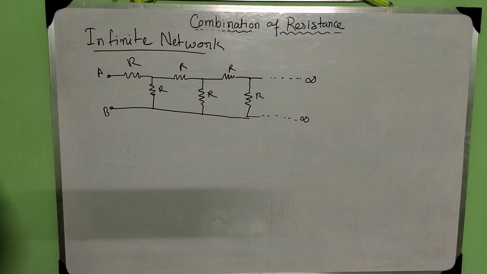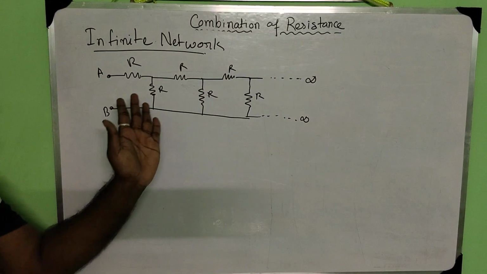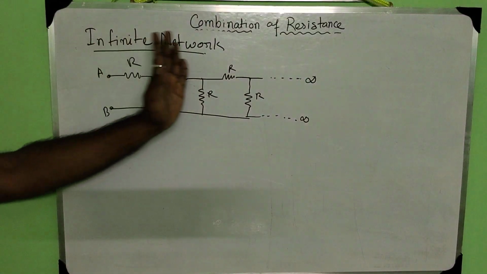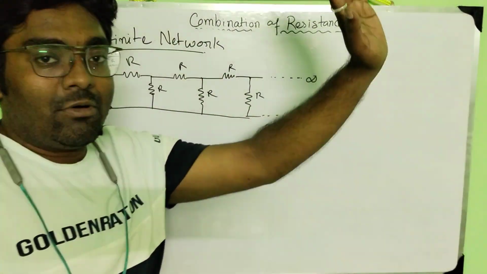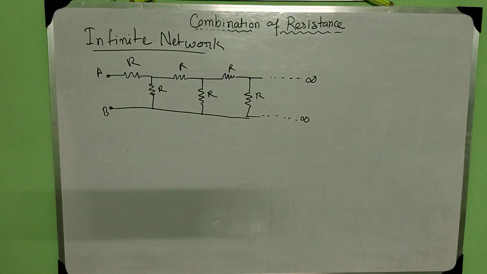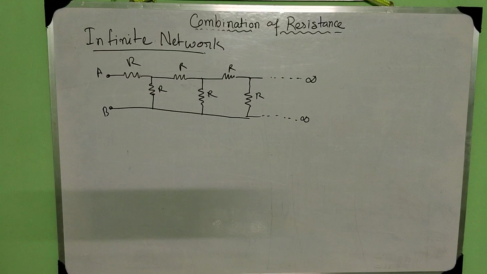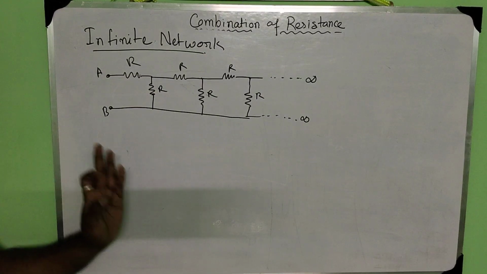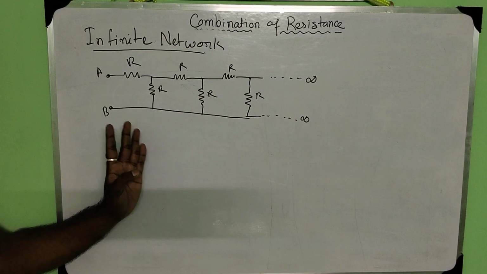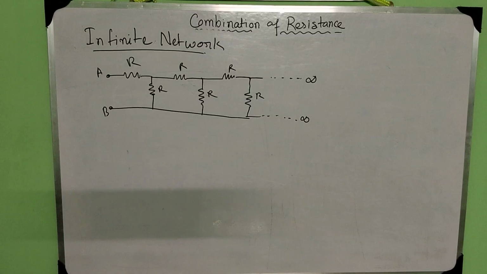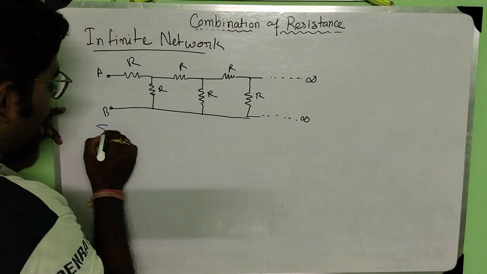In this type of network, all resistors are given of the same magnitude. Now this is infinite, that means it is infinitely long. It is an infinite network. What will be the equivalent resistance for this infinite network? There are some steps that we will follow, and we will get the answer then.